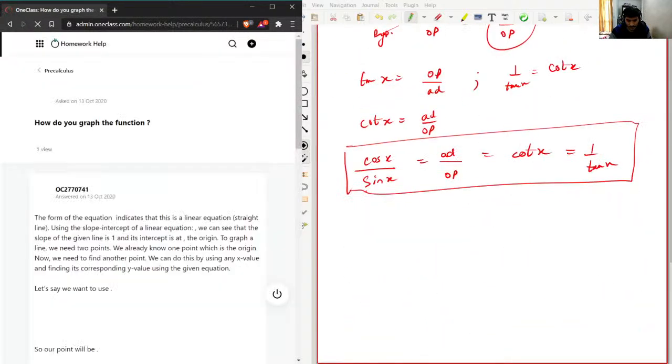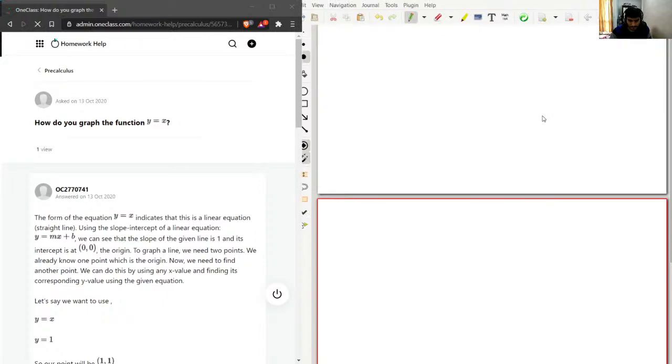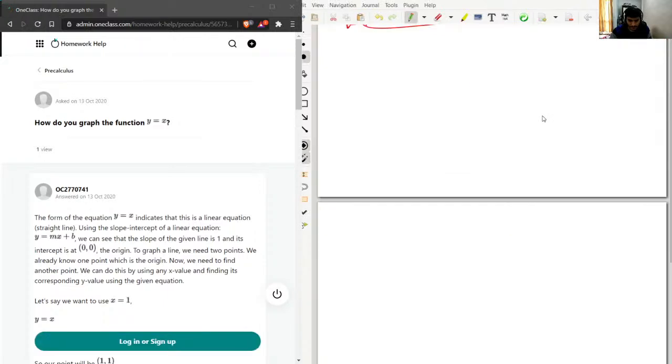This will be question number 8. I guess this is the final question. It is asking how do you graph the function y equal to x? Okay, so question number 8.